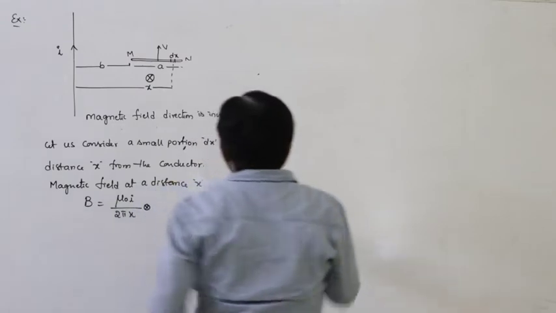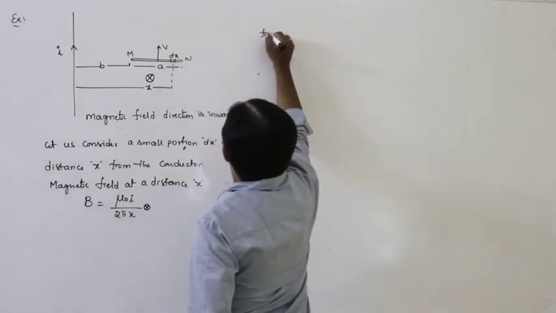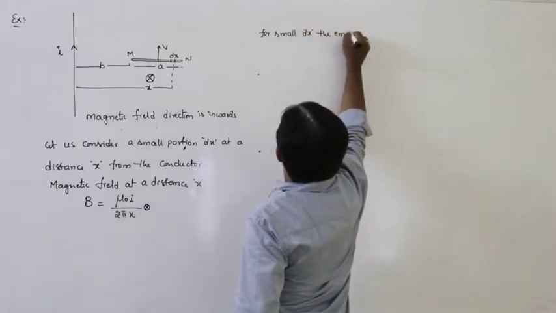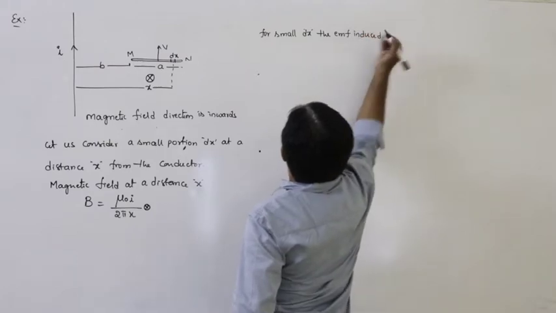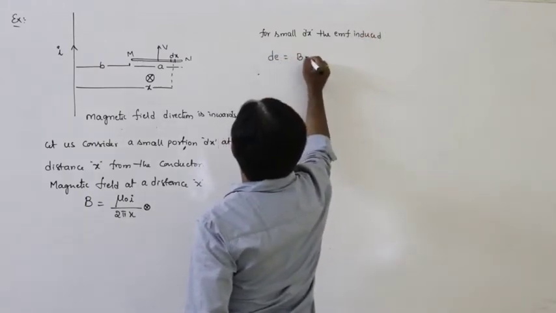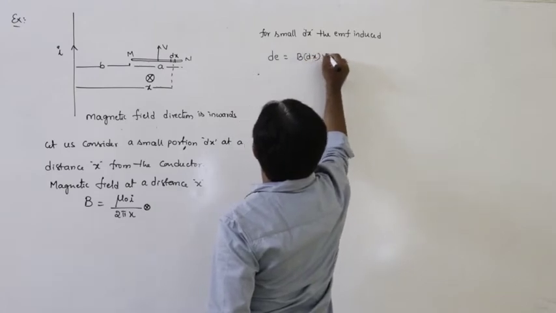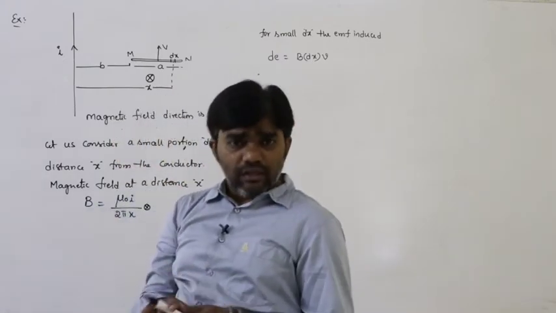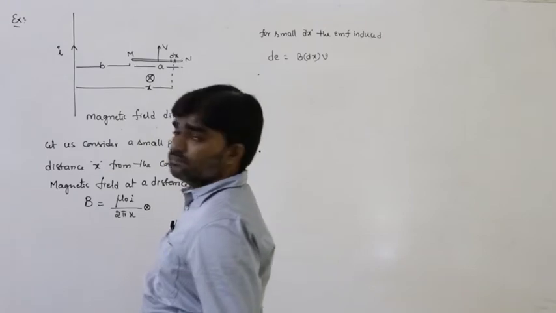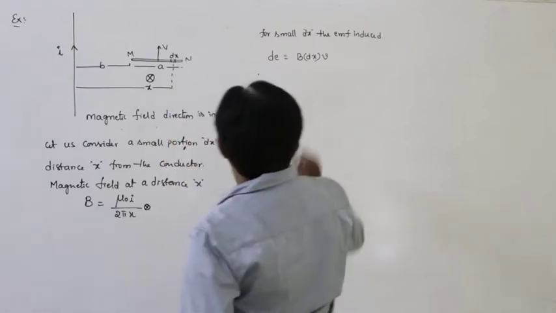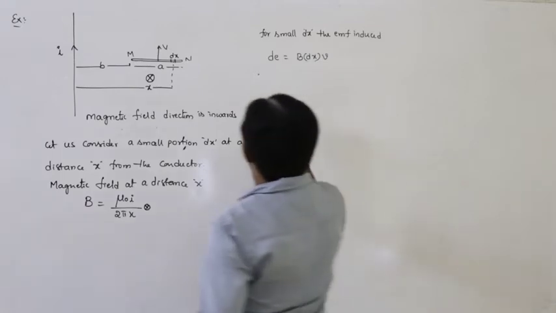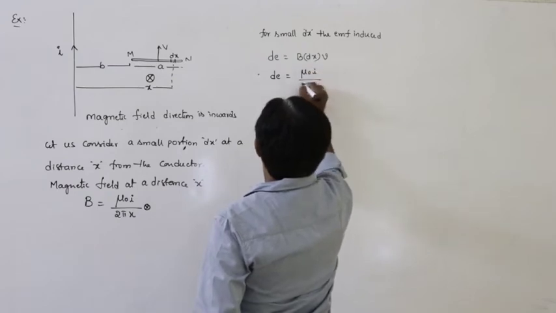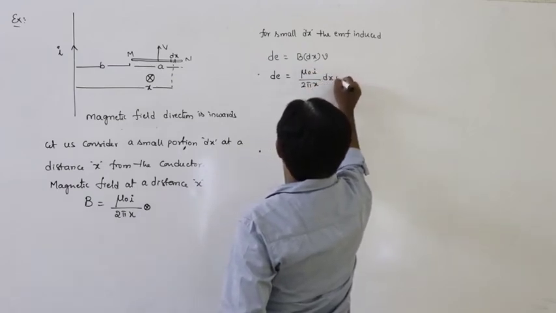Now for the small length dx, the EMF induced dE is generally B L V, that is B dx into v. Let us say L is the length of the conductor, and in that situation I am considering just the small length dx. So dE equals mu naught I by 2 pi x, dx, into v.